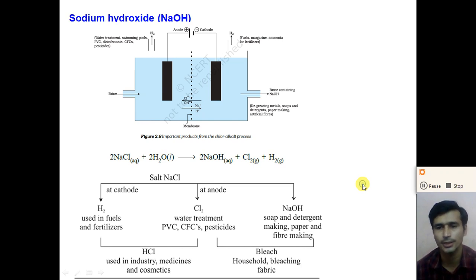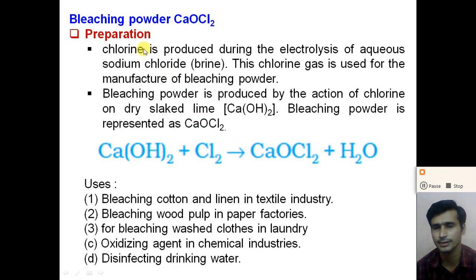Now we will understand the next chemical obtained from common salt, that is bleaching powder. The chemical formula of bleaching powder is CaOCl2, calcium oxychloride, right? Bleaching powder is the common name and the scientific name is calcium oxychloride, right? So how can we prepare bleaching powder from common salt?